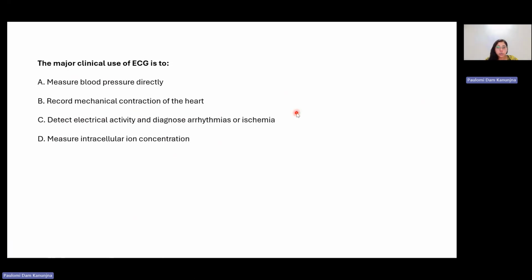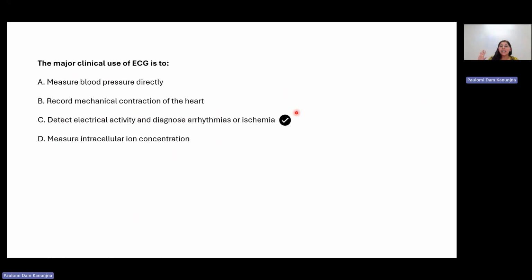Okay. Now, so far we have been discussing ECG, ECG, ECG. So what does ECG actually do? Why is it actually used? It is basically to detect the electrical activity, and it diagnoses arrhythmias or ischemia, right? Because it is recording the electrical activity of the heart, it will provide all the associated information like heart rate, the rhythm, the conduction abnormality, or any such changes, right? But it has to do with the electrical activity. It does not do any direct measurement of contraction or blood pressure or intracellular ion level.